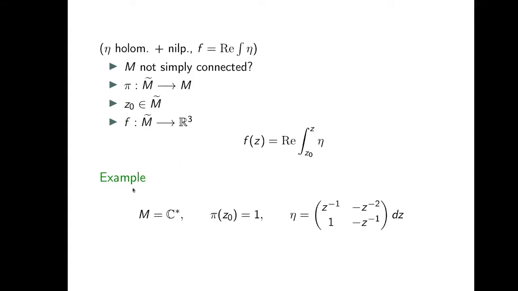Below is the simplest non-trivial example you can think of. As a non-simply connected Riemann surface M, take the complex plane minus 1 point. As a base point, take any point that lies above 1. And for your potential, you can take this one. Putting all these data into the Weierstrass representation, you should have a minimal immersion. Let's have a look at that.